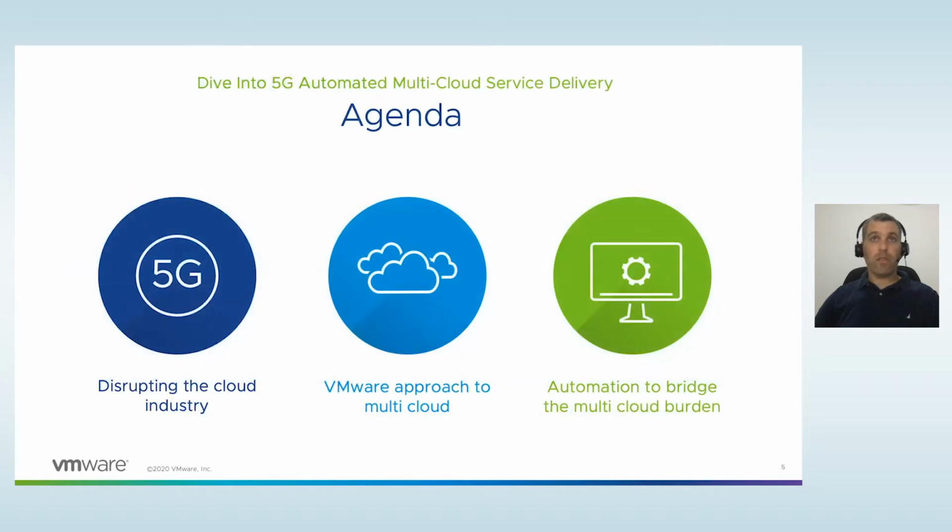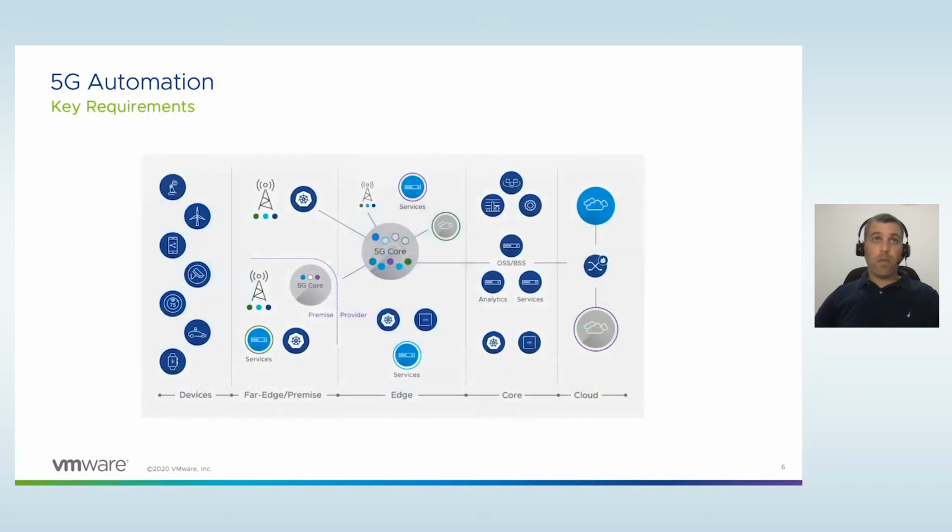Going into the agenda of this specific session, the topic is a dive into 5G automated multi-cloud service delivery. The main pillars that I'm going to present along with Akshata are how 5G is disrupting the cloud industry, what the main requirements and the approach into 5G over multi-cloud are, and how automation assists us to overcome these barriers and promote ourselves into 5G without increasing our operational expense. I will start very fast by describing the key requirements around 5G.